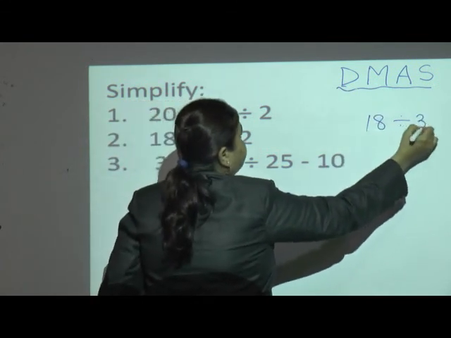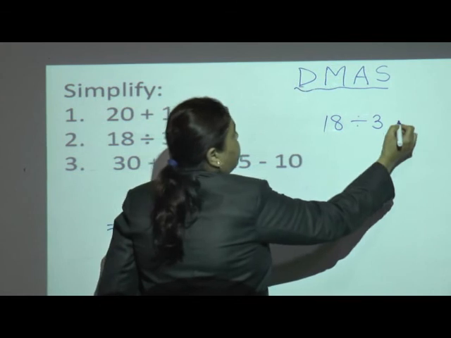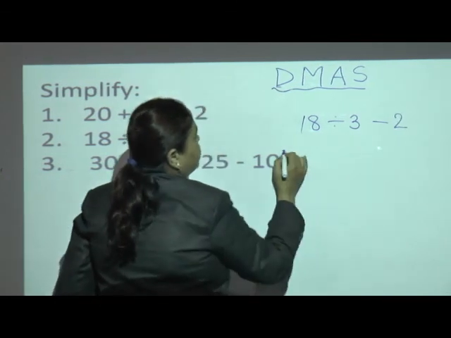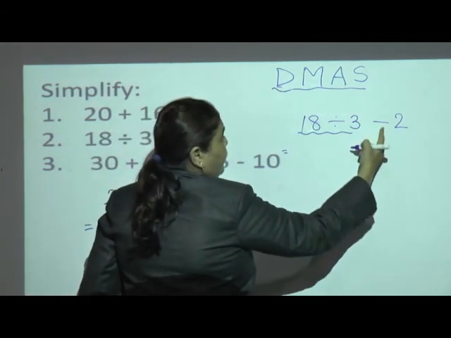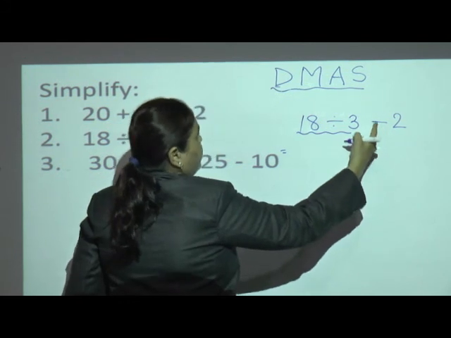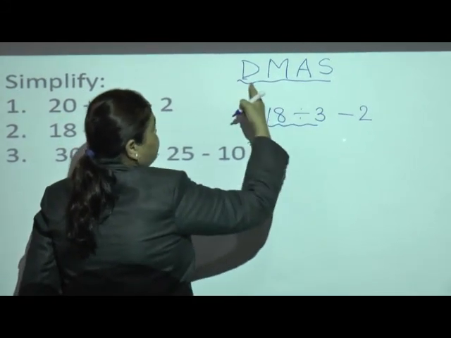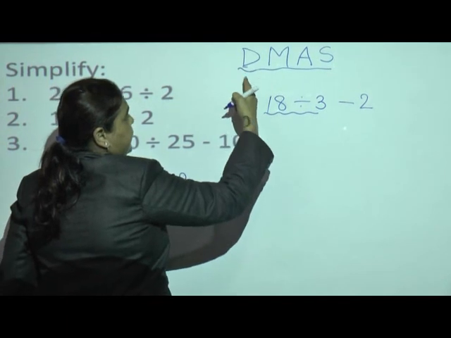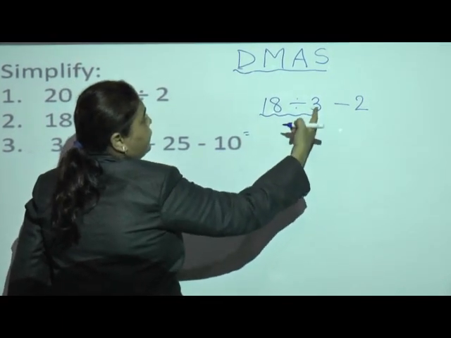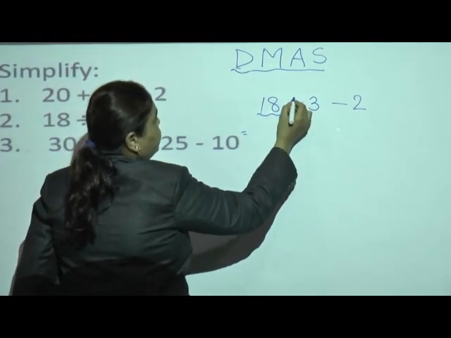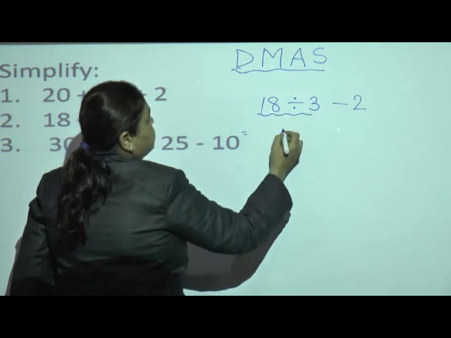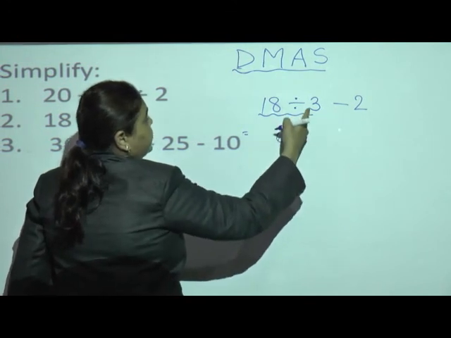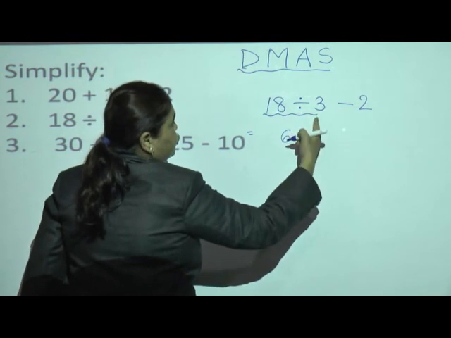18 divided by 3 minus 2. Again, should we go for subtraction? No, because subtraction is the last. First we have to follow the steps of DMAS, that is division. What will be 18 divided by 3? Everyone knows the 3 table? Yes, 6 3s are 18. We had solved this.